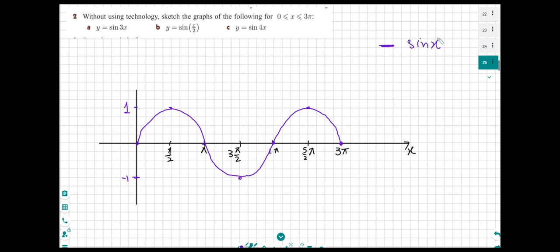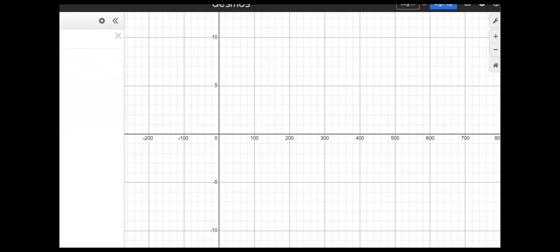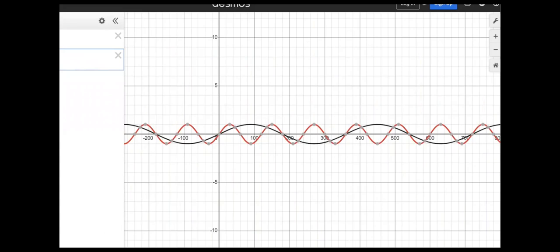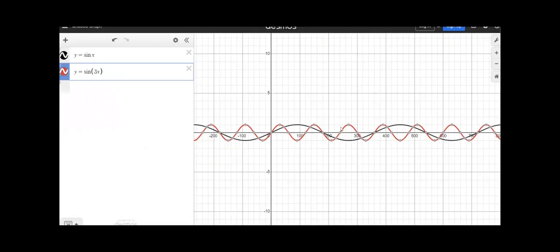Okay, when you multiply this x part with 3, sine 3x, what would happen? It should become narrower, right? So we can examine what should be the difference in both. First, I'm writing the sine x, this one. And when you multiply with 3, sine 3x, this one. So the red one is sine 3x.